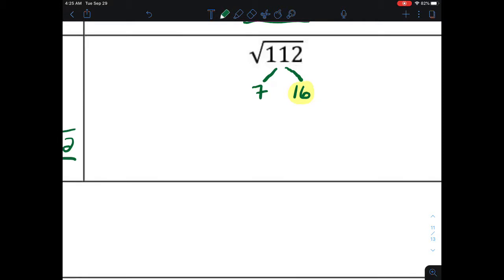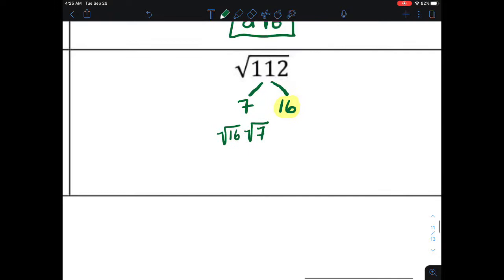So I could rewrite that square root of 112 as the square root of 16 times the square root of 7. The square root of 16 is 4. So I could simplify this radical to being 4 times the square root of 7.